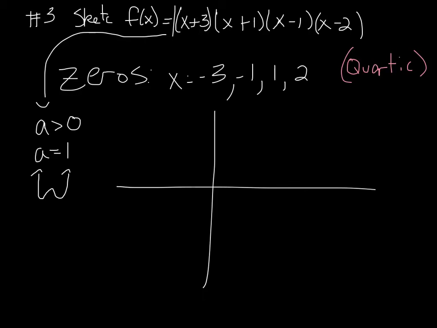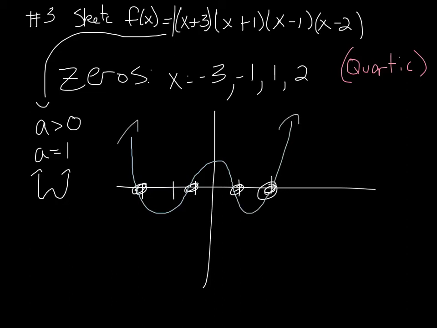This is the best part. Negative 3, negative 1, 1, and 2. Sketch me. Here we go. All right, starts up, and it goes whoop, whoop, whoop, boom. There it goes. Finishes up. Crosses at negative 3, negative 1, 1, and 2. And that's it, folks. You just did a rough sketch.